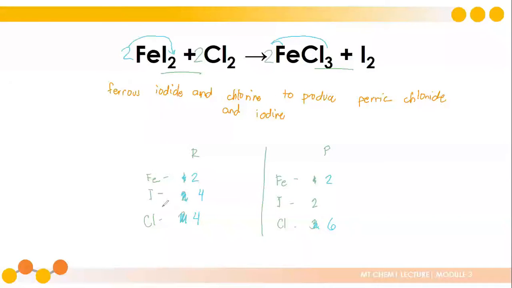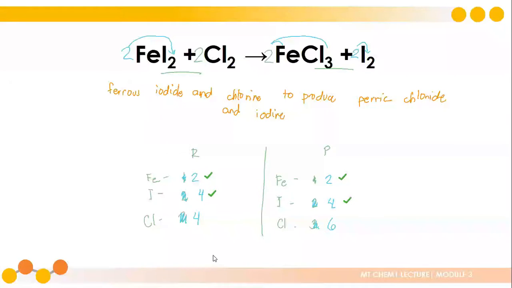For the iodine on the product side, since it's alone and it's a diatomic molecule, you only need to add a coefficient of 2, meaning you have to multiply it. 2 now will become 4. Let's double check again. Reactant side, iron is 2. On the product side, the iron is also 2, making it balanced. Iodine is 4, and on the product side, iodine is also 4.